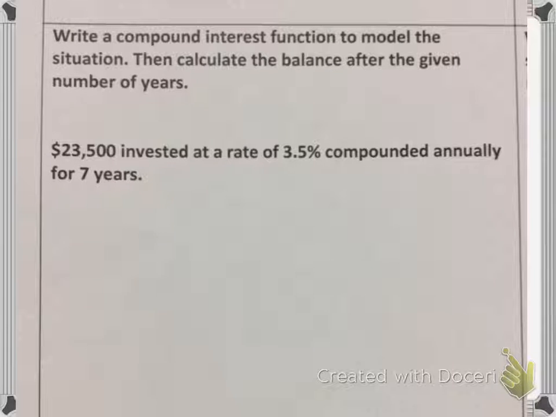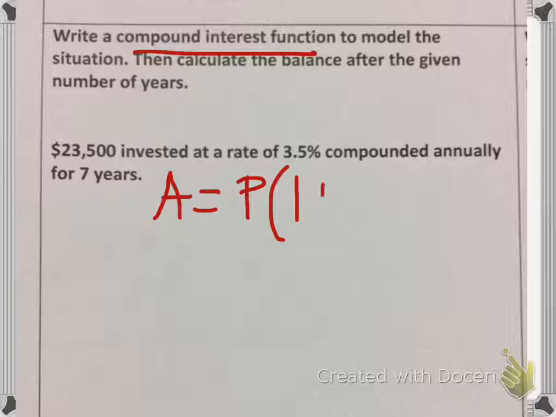All right, this next one says, write a compound interest function. So we know we're using the compound interest formula to model the given situation, then calculate the balance after the number of years. So this time we're going to use that other formula, that amount equals principal times 1 plus the rate over the number of times per year that the interest is paid, and then raised to the nt power.